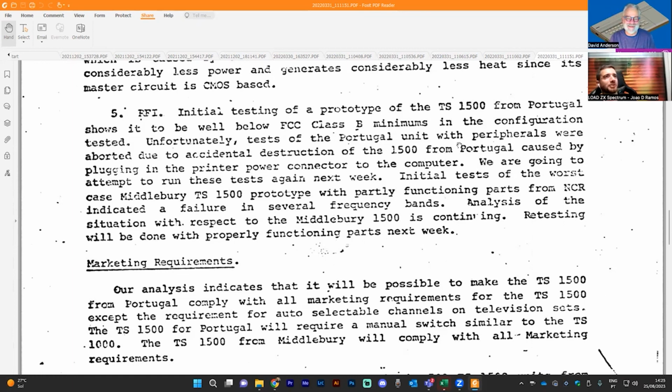Come on, they broke the computer, man. It would stay so nice in the museum. We are going to attempt to run this test again next week.